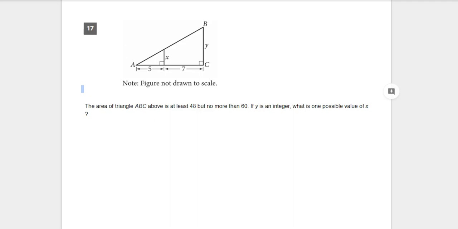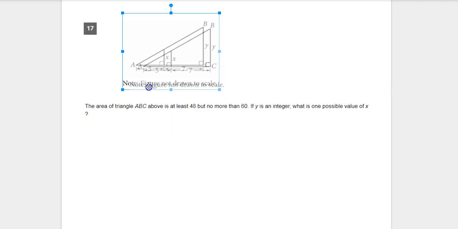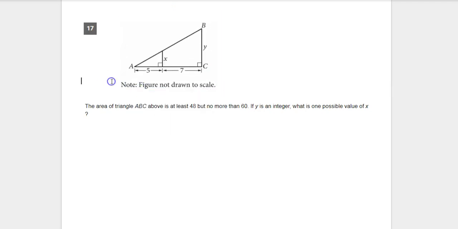One thing to note here is that it says the figure is not drawn to scale, so that means it may look bigger or smaller than it really is, so you can't really just guess at the dimensions.